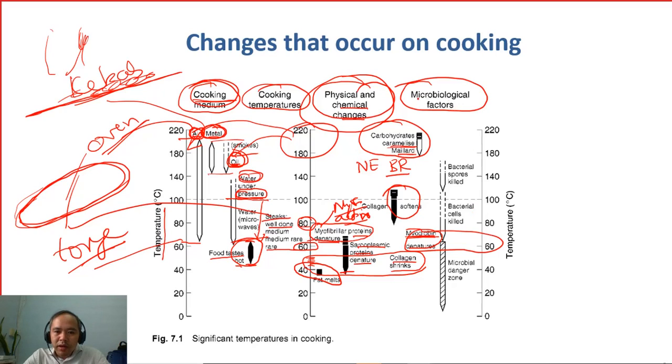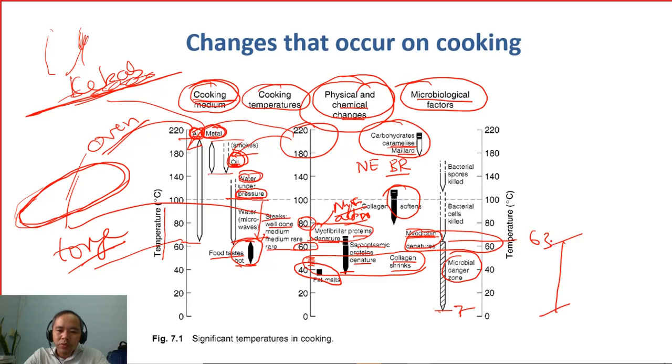And in terms of microbiological changes, what do we see? If the temperature is from 7 to 63, this is the danger zone, the critical zone where microorganisms can grow. So we should avoid this range.